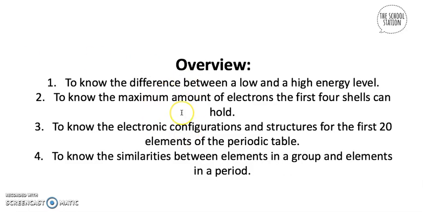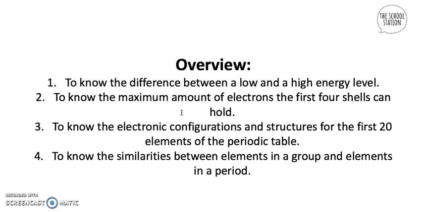We also learned the maximum number of electrons the first four shells can hold, which you should definitely try to memorize. You could memorize it by saying 2, 8, 8, 18, because that tells you how many electrons can be held in each of the first four shells. Number 3, we learned the electronic configurations and structures for the first 20 elements in the periodic table. This is something you should definitely try doing at home.